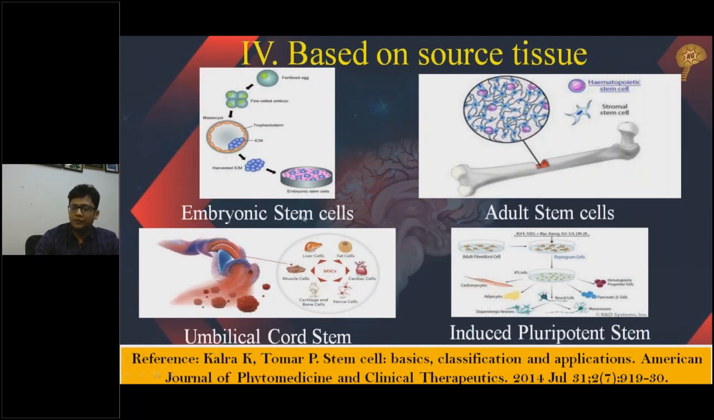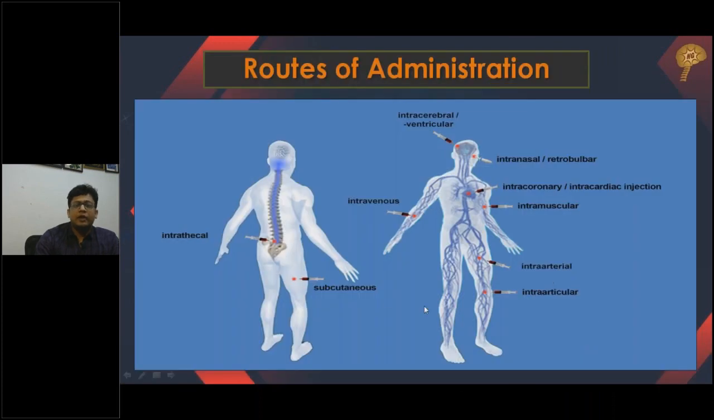There are 4 types of stem cells available at present. There are embryonic stem cells, adult stem cells, umbilical cord stem cells, and induced pluripotent stem cells. There are a lot of routes of administration. You can give it intrathecally, subcutaneous, intravenous, intracerebral, intranasal, intracoronary, intramuscular, intraarterial, and intraarticular. But we in Neurogen use the intrathecal route of administration, and in muscular dystrophy cases we give intramuscular also.